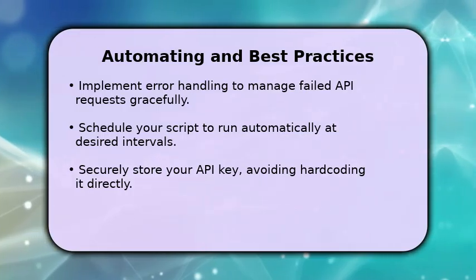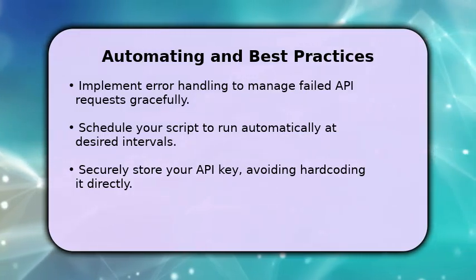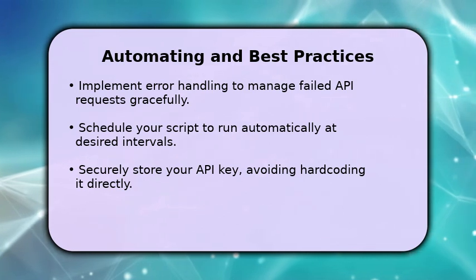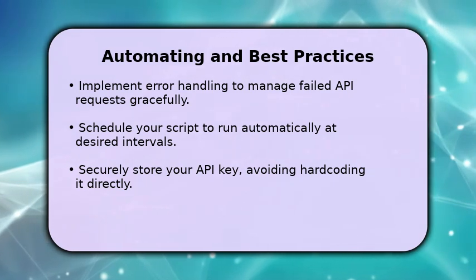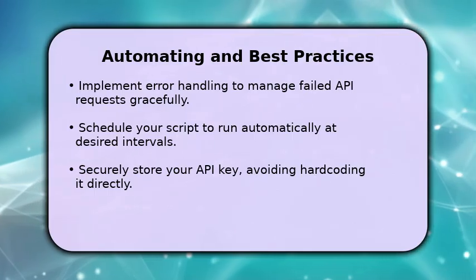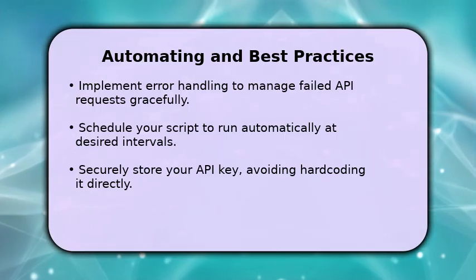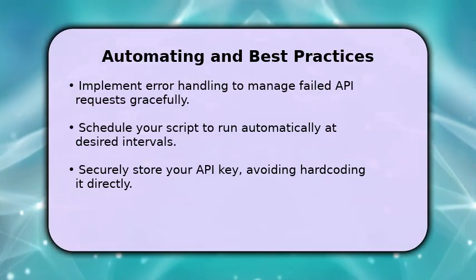Consider scheduling your script to run automatically at specific intervals, perhaps every 5 minutes or once a day, depending on your needs. A critical best practice is to securely store your API key, ideally as an environment variable, rather than hard-coding it directly into your script for enhanced security.